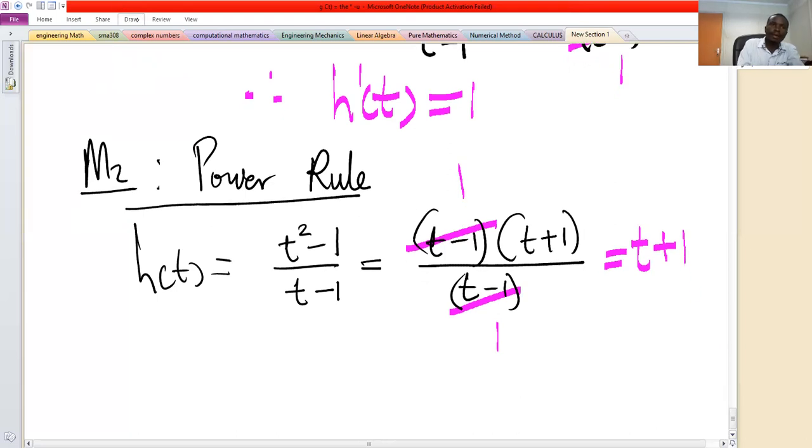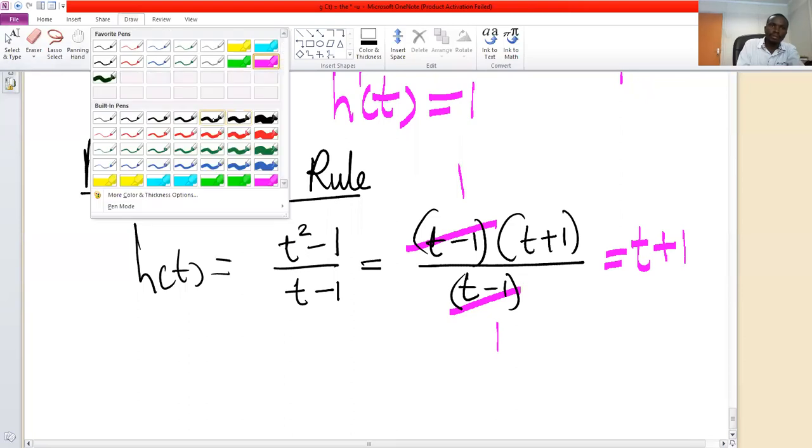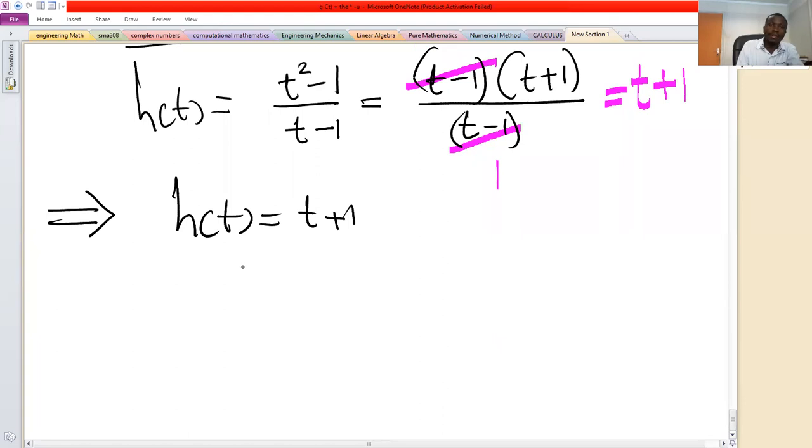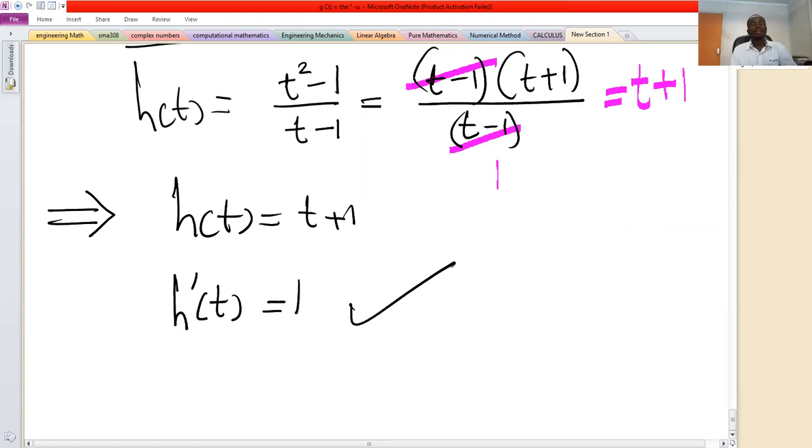By writing this as a factor of those two, we just have t plus 1. So the function h of t is just the same as t plus 1. And you see, by power rule, h prime of t is just 1 because the derivative of a constant is 0.